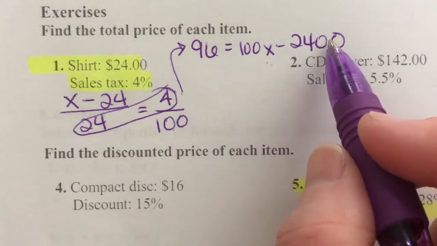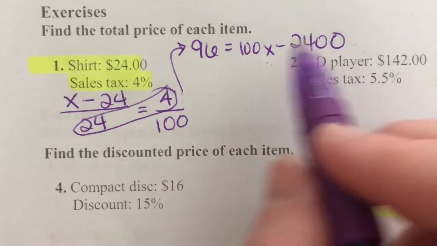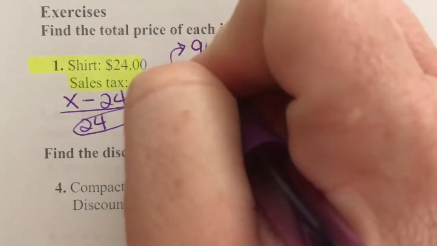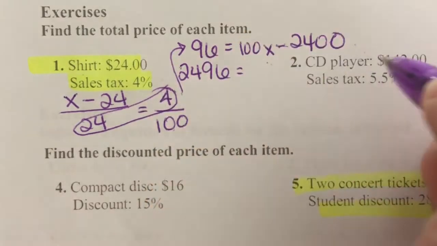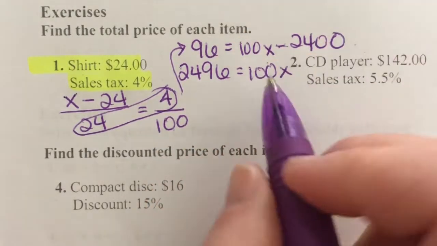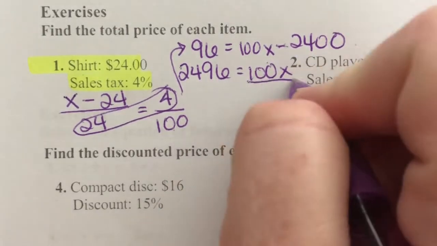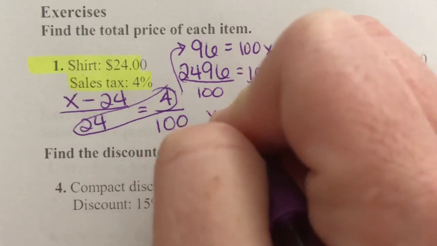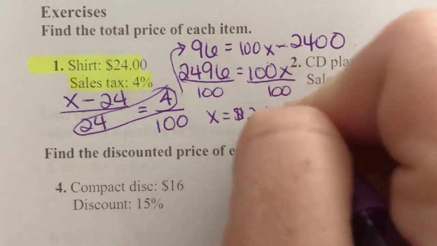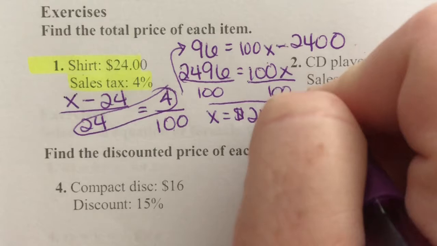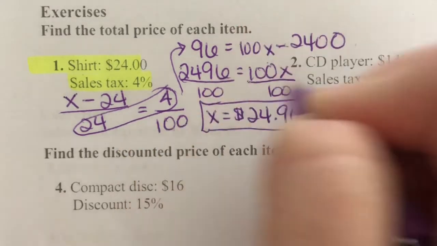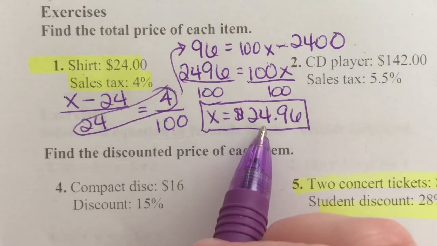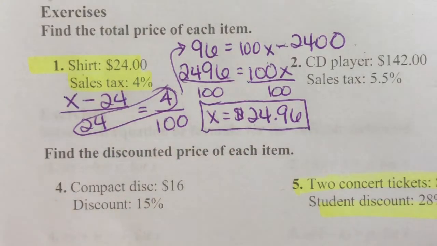To solve for x, I'm going to add 2400 on both sides, because right now it's minus 2400. So over here, I'm going to end up with 2496 equals 100x. And then once I divide both sides by 100, I'm going to have x equals 24.96. So this is my new amount after a 4% sales tax. The shirt cost $24, plus sales tax of 4%. I'm paying a total of $24.96.